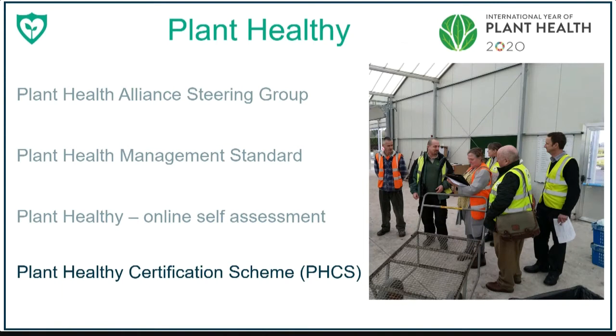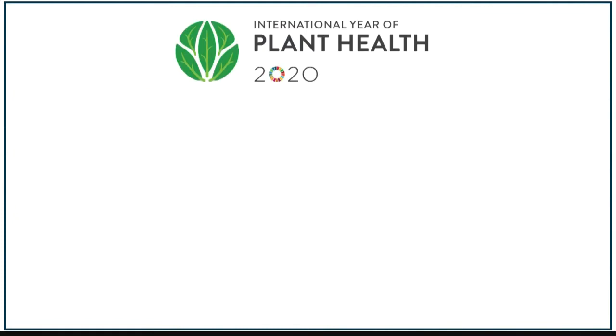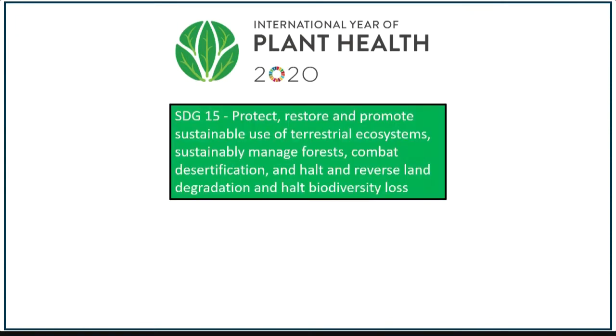Now, you may have noticed the logo in the top right-hand corner of the screen. This is the United Nations International Year of Plant Health 2020 logo. You may also note the first 0 of 2020 in the logo is multicolored. This represents a link to the United Nations Sustainable Development Goals. The most relevant goal for plants is 15, which indicates that by caring for and conserving plant-based terrestrial ecosystems, we can help tackle climate change and halt biodiversity loss.